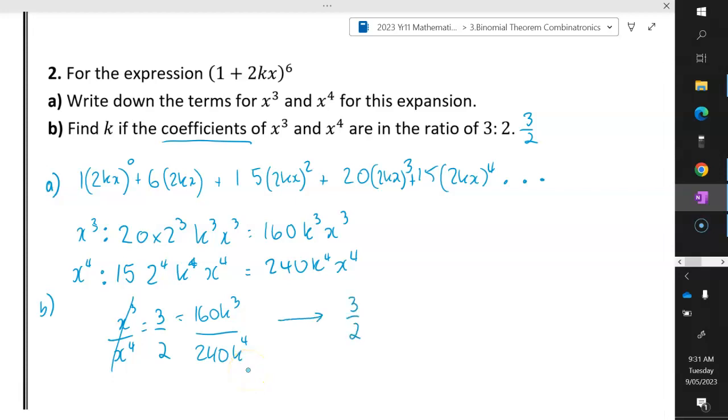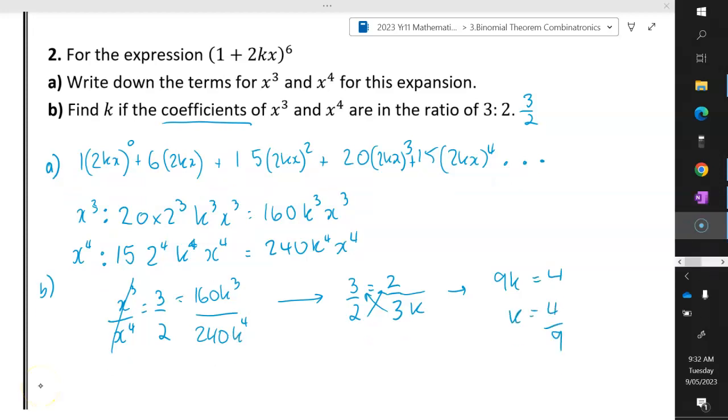So I've got 3 over 2, and I'm going to leave it like that. The 160 over 240 breaks down to 2/3. We've got 3 k's on the top, and they're going to cancel out with 4 k's on the bottom, so we've got 1 k left on the bottom. Now we just need to cross multiply. So I'm going to cross multiply my bottom numbers, and I'm going to get 9k is equal to 4, so k is equal to 4/9. Okay, so pop those in.